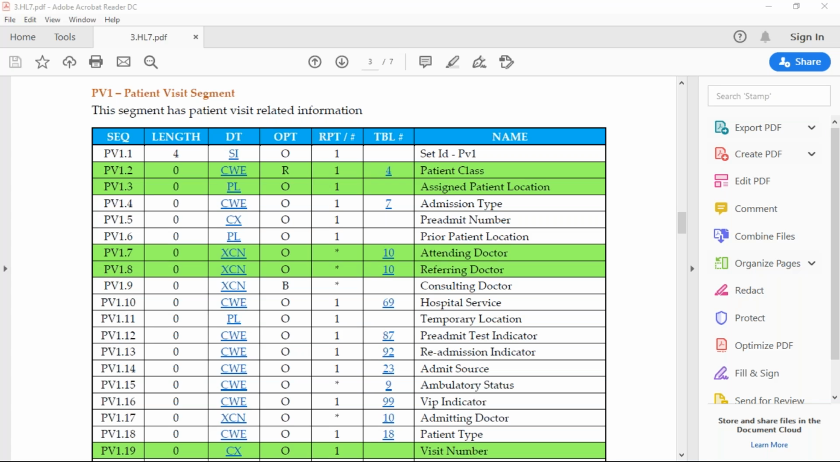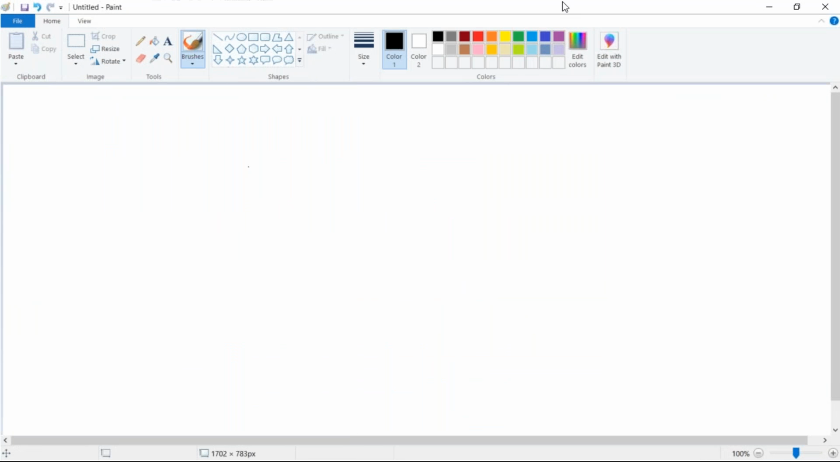Let me bring up the drawing tool. So let us take up a scenario where we have one PM system, more than one PM system.